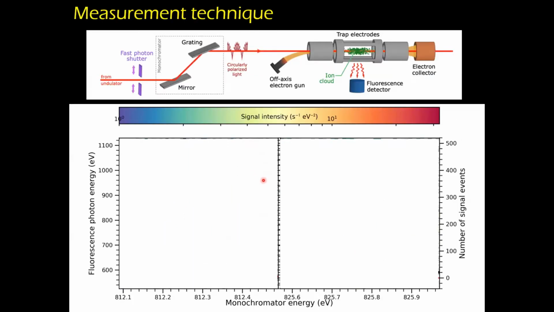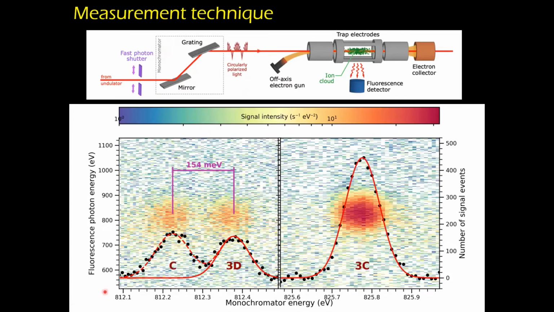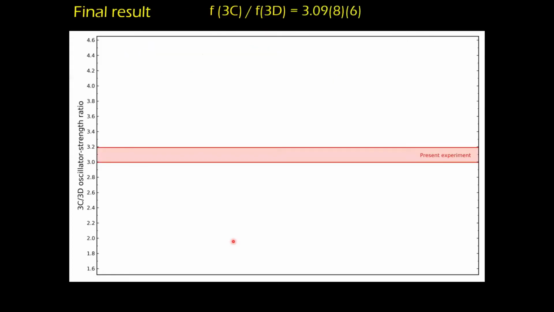Now the measurement technique at the synchrotron was the same as for the electron laser. We simply select our energy with this mirror and grating, the monochromator box, and photoexcite those ions, and this is what we see. This is line C and 3D, barely apart, with only 150 millielectron volts that we could resolve now. For line 3C, you simply take the intensity ratio of line 3C and 3D and get the oscillator strength ratio. And this is what we get: 3.1 plus or minus 0.1.